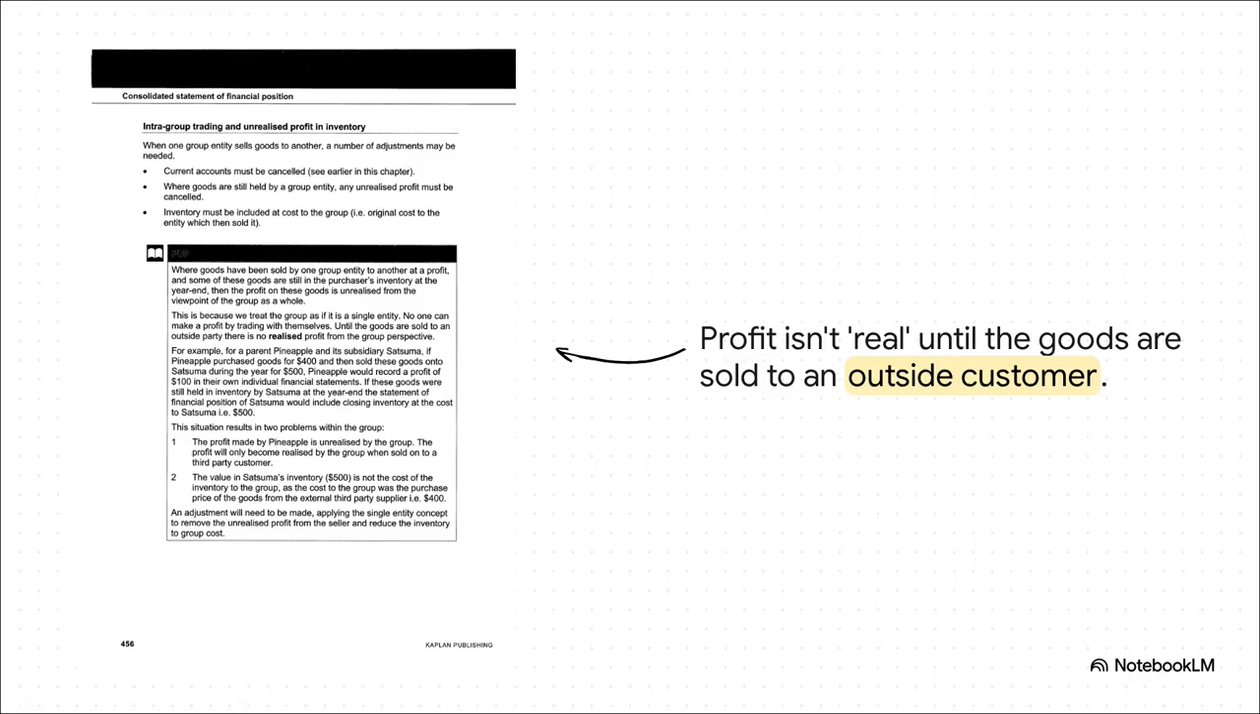So, Pineapple buys some goods for $400. Then it sells them to its own subsidiary, Satsuma, for $500. Pineapple writes down a $100 profit, but from the group's perspective, did a real sale happen? Nope. The goods just moved from one warehouse to another within the same big family. That profit isn't real until Satsuma sells those goods to somebody on the outside.